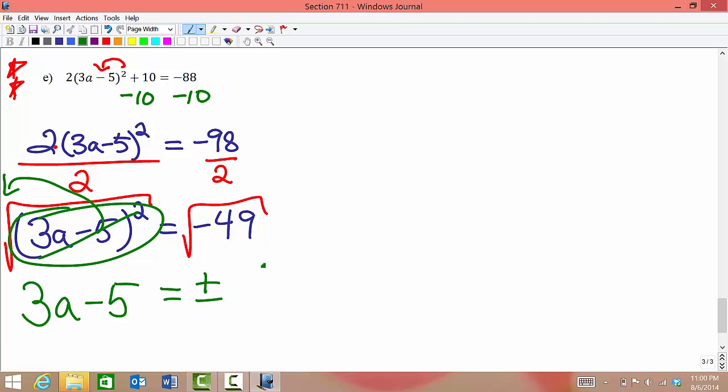We want to simplify the square root of negative 49. We will separate that as a positive 49 and a negative 1. So the positive part from the negative part. The square root of 49 is 7. The square root of negative 1 is i. So now we have 3a minus 5 is equal to plus or minus 7i.